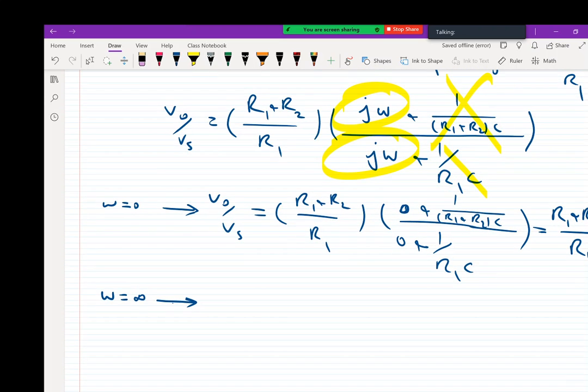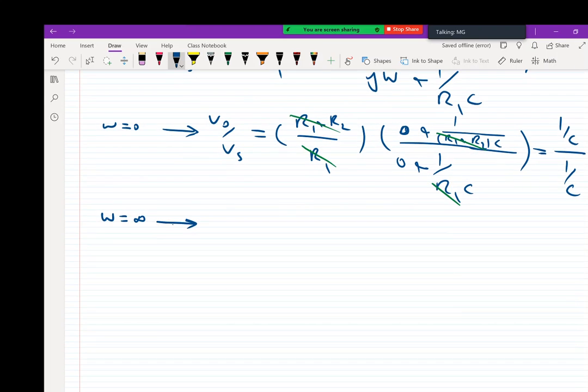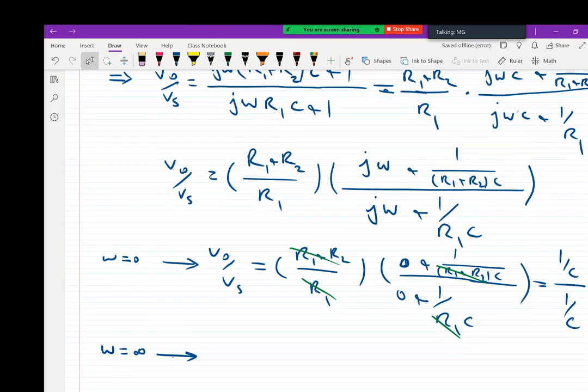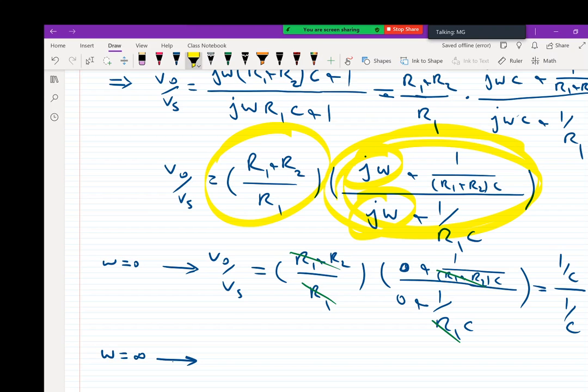I made a mistake, let me fix it. Here, if we multiply these two together, this one will be cancelled with this one, this one will be cancelled with this one, and we will have 1 over C over 1 over C, which is equal to 1. Yeah, this one is correct. So for infinity, this one and this one tend to be infinite, so this term will be equal to 1, and so the gain is R1 plus R2 over R1.